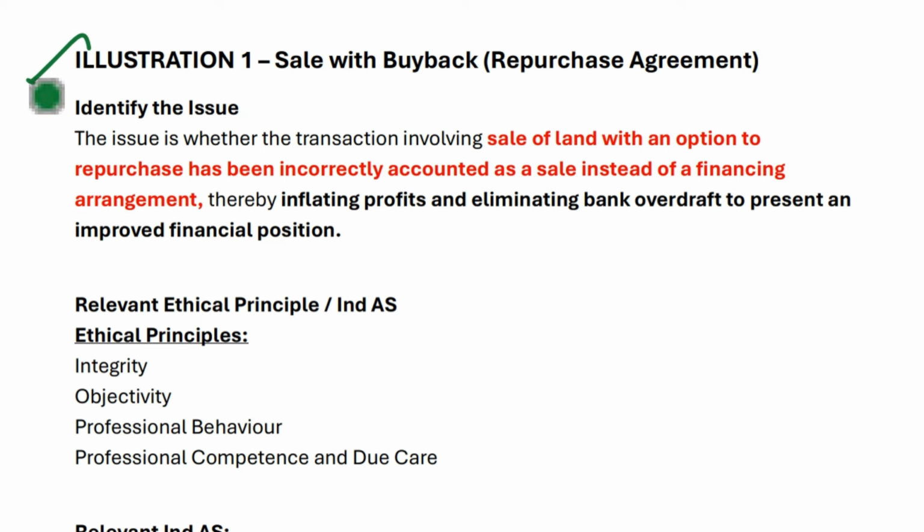Okay. So first case study, it is a sale with buyback. So they have treated a repurchase agreement as a sale. So this is the case study. Now we are going to identify the issue. What is the issue? The issue is whether the transaction involving a sale of land with the option to repurchase, that is, you have to repurchase, has been incorrectly treated as a sale instead of a financing arrangement. You should treat that as a financing arrangement, but you have treated it as a sale.